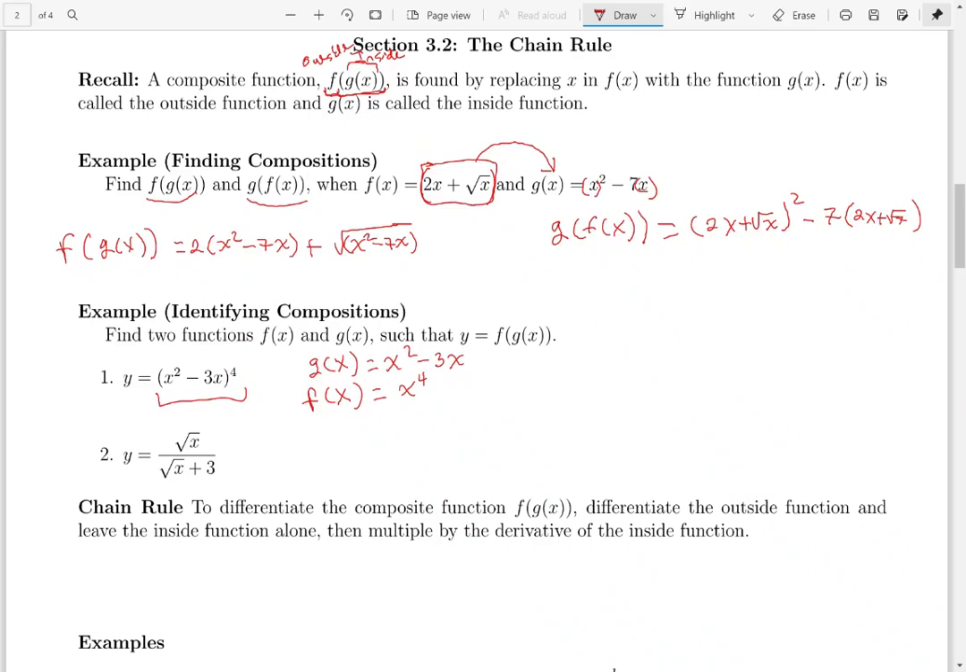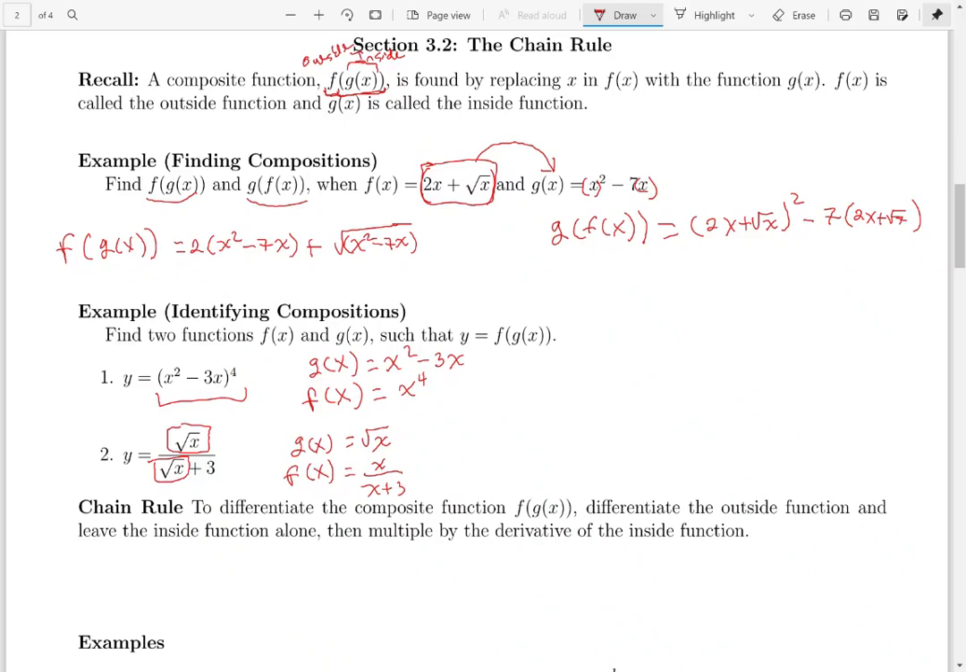Alright, so for number 2, I'm looking for an inner function and an outer function. Let's block off the inner function. This is a little weird because you might have to block off multiple things. That's okay. I see that I've got a square root of x, and another square root of x. That tells me my inner function could be the square root of x. And my outer function, replacing all of our boxes with x's, is x divided by x plus 3. That's how I could find a composition, an inner function and outer function.